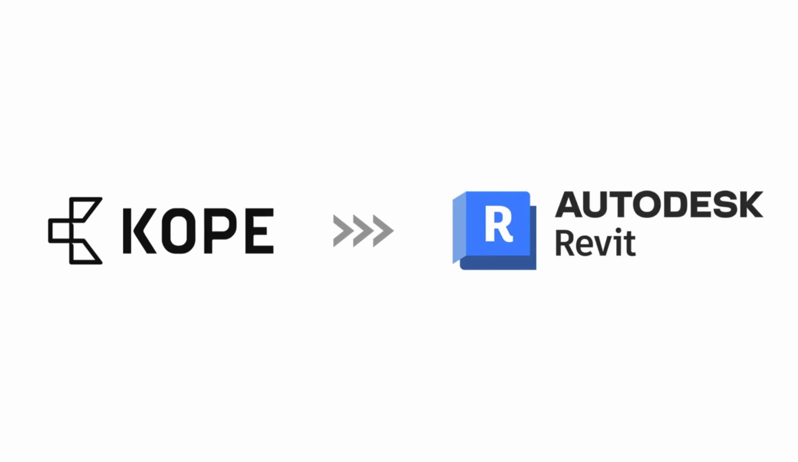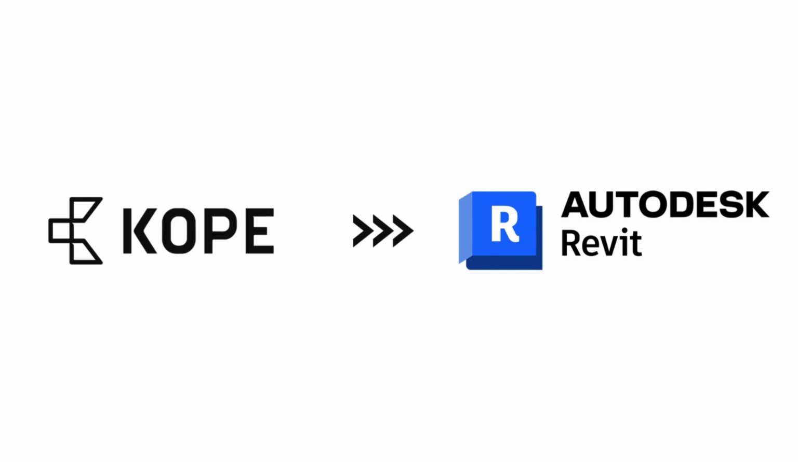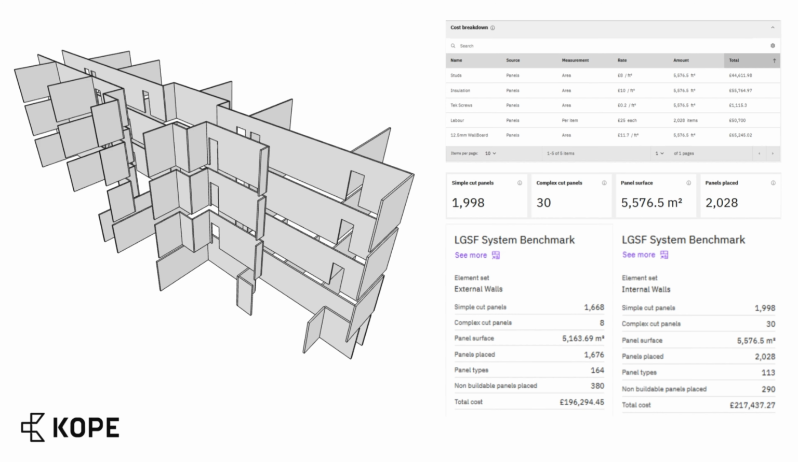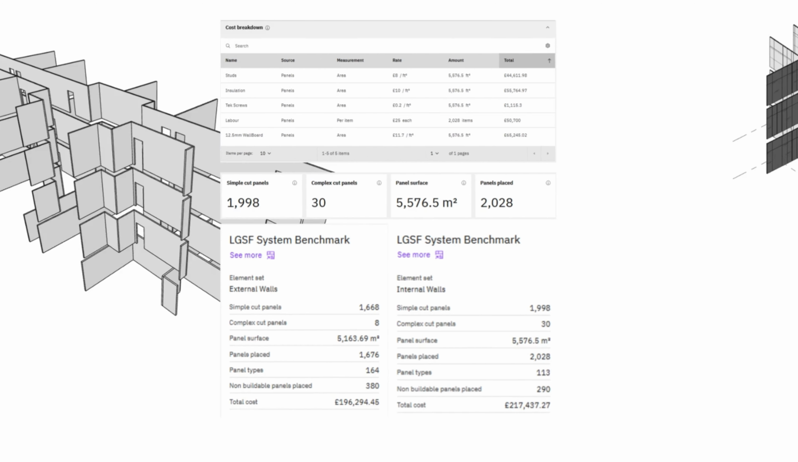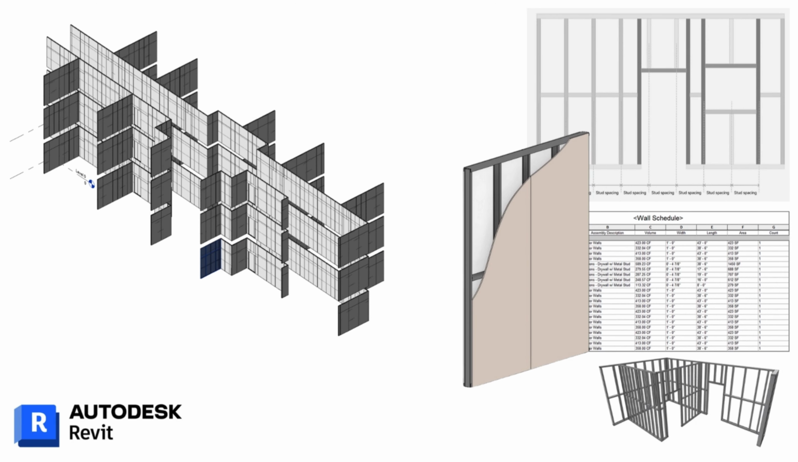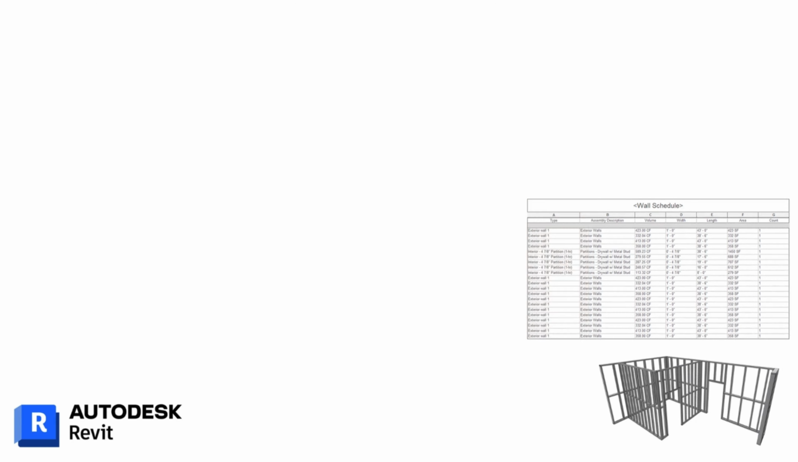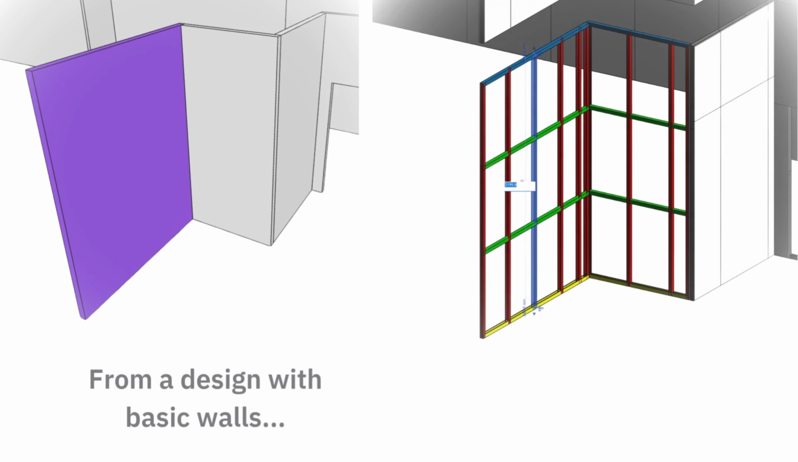So we're going to look at Revit and what we can do with this integration. And the main use case we're going to look at is having a design in KOPE that you've optimized, you've generated your panels and everything for, and you want to bring that into Revit to continue editing, to maybe make drawings or to do coordination or all sorts of other downstream tasks that you might do in Revit.